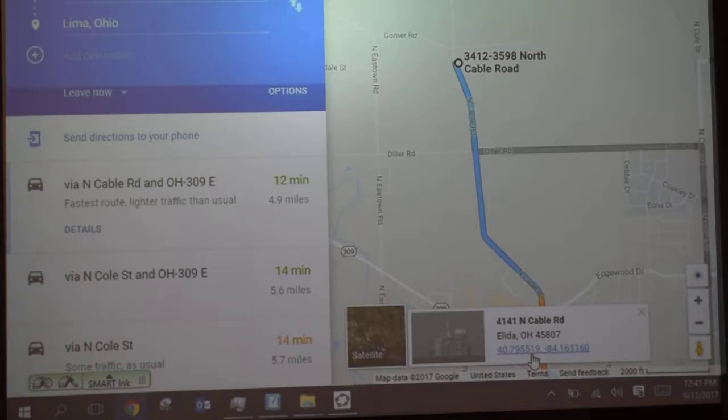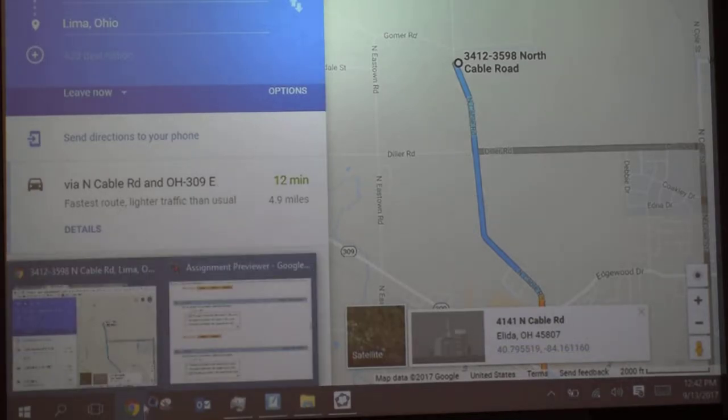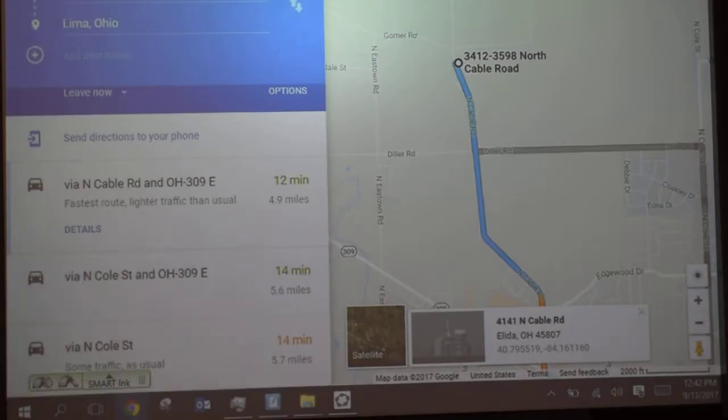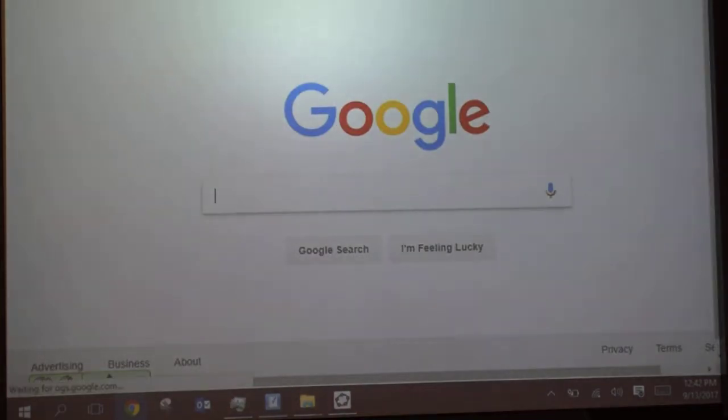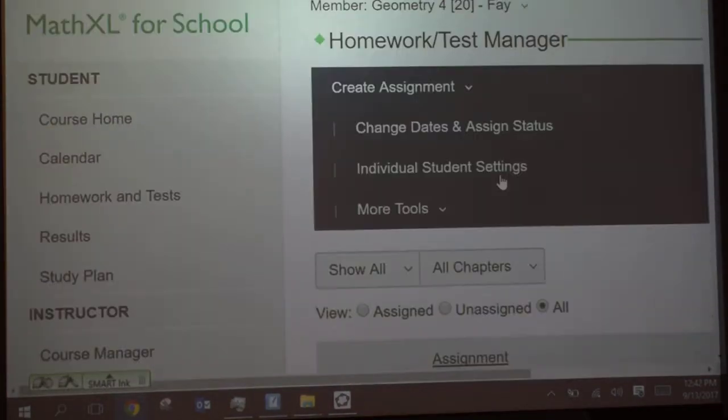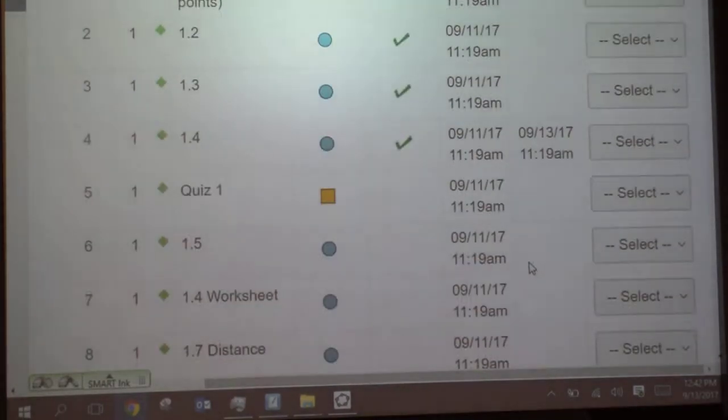Anything else you guys want to talk about? Yeah, go ahead. 26. Is that the one with like the different colored lines? Like purple lines? No? It's the purple one. Okay.